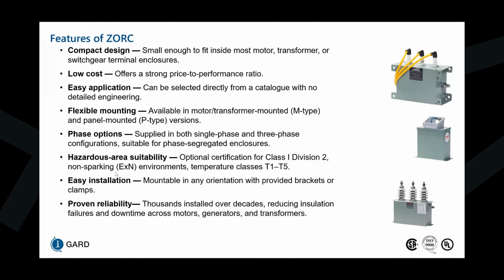Flexible mounting, so we can mount in a motor transformer with our M-type, or we can panel mount with our P-type variants. We can also supply enclosures with NEMA 1 or NEMA Type 3R that would include 3 ZORC units, 1 per phase, or 1 3-phase ZORC inside of an enclosure. So we have the phase options, which I discussed, which are single phase and 3-phase. Most of the lower voltage units will come as a 3-phase unit, but as we get to the higher voltages, we need more distance between each of the phases to reduce electrical tracking.